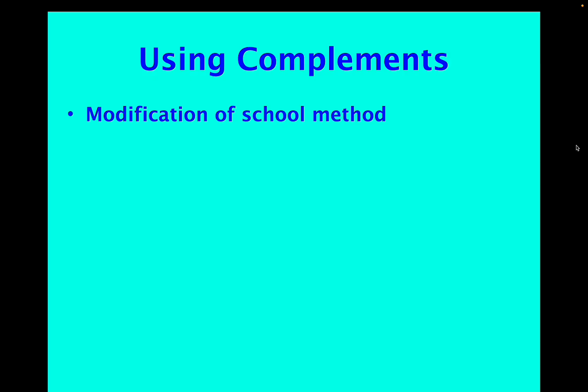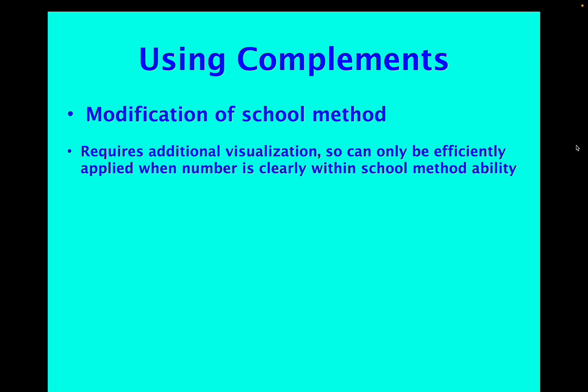When you're using the complements, you're doing the school method, but you've modified it. Rather than multiplying with the numbers that are present, you've changed it to try to make it easier. It requires you to use additional visualization. So in a typical school method approach, you are multiplying with digits that are written down or that you can see. You visualize the number and then you work with the digits.